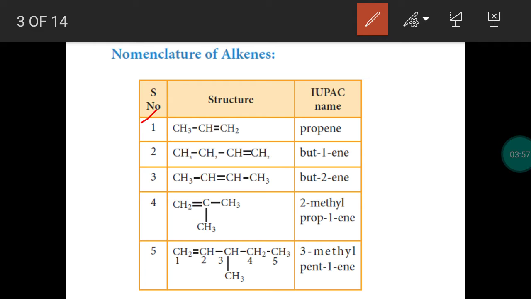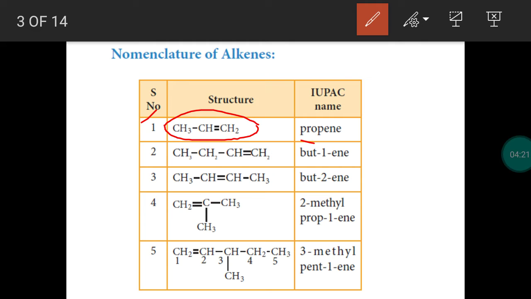Okay, what is the root word? The root word depends on the number of carbon atoms in the longest chain. So this is a straight chain compound. There are 3 carbon atoms. So the root word is prop. P-R-O-P. Prop is the root word of this alkene. Longest chain has 3 carbon atoms.